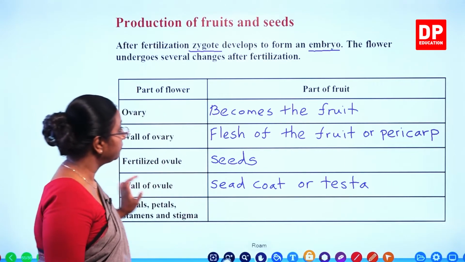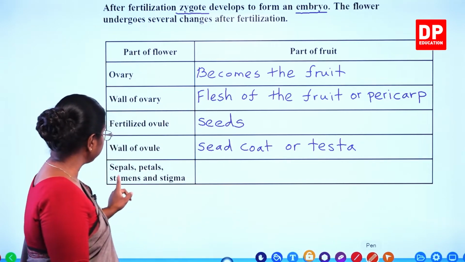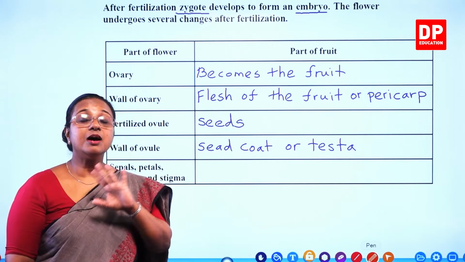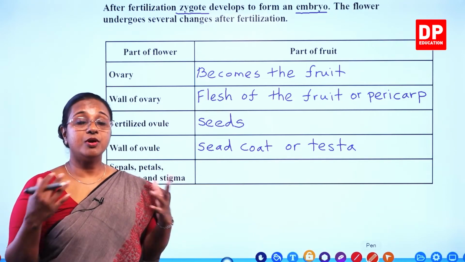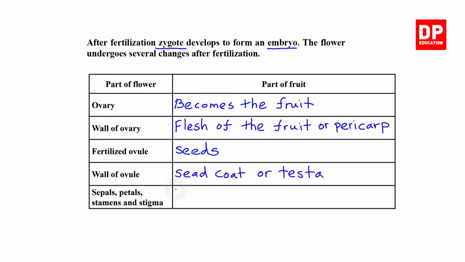And the rest of the parts of the flower, that is the sepals, petals, stamens and stigma, normally they are worn off. They fall down, they are removed from the fruit. So normally these are worn out and fall off the fruit.